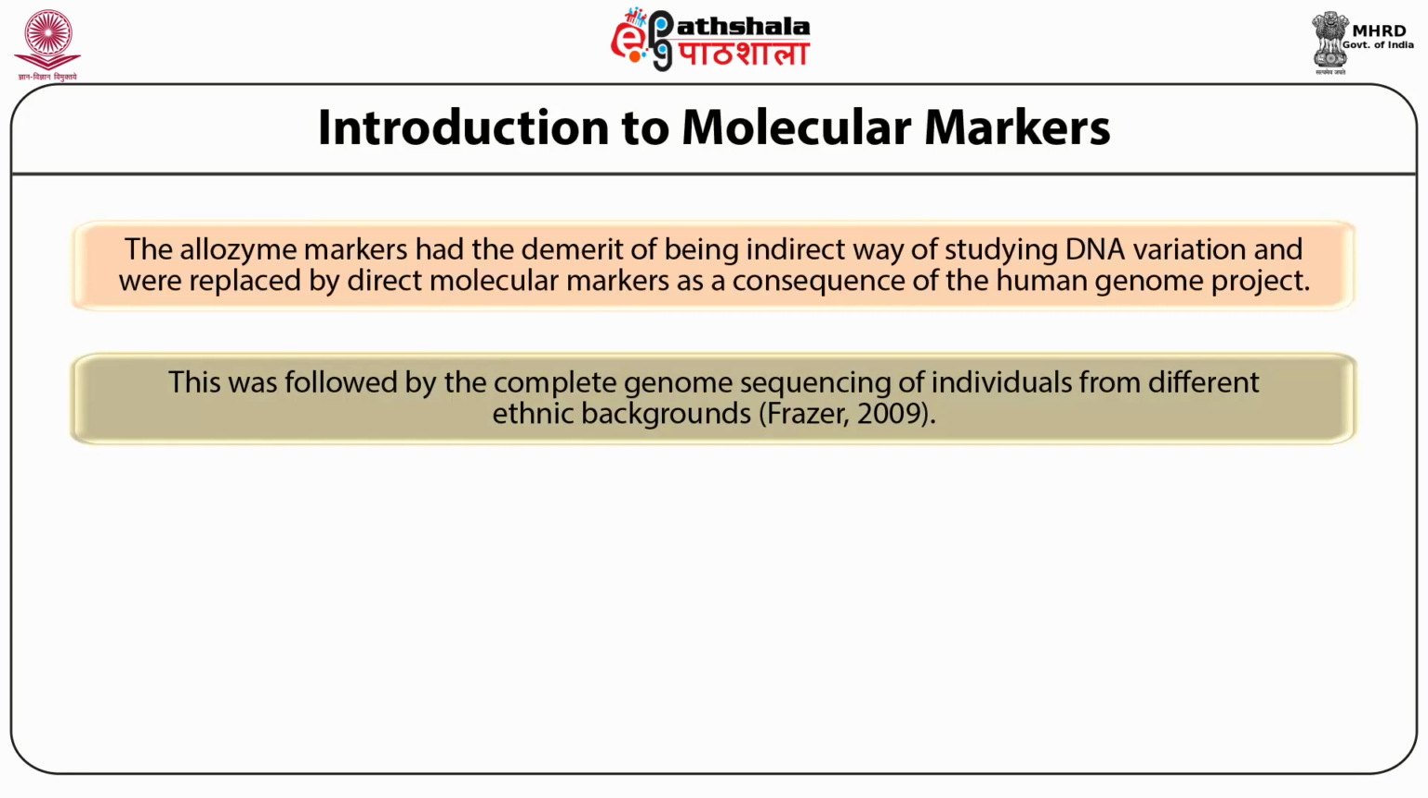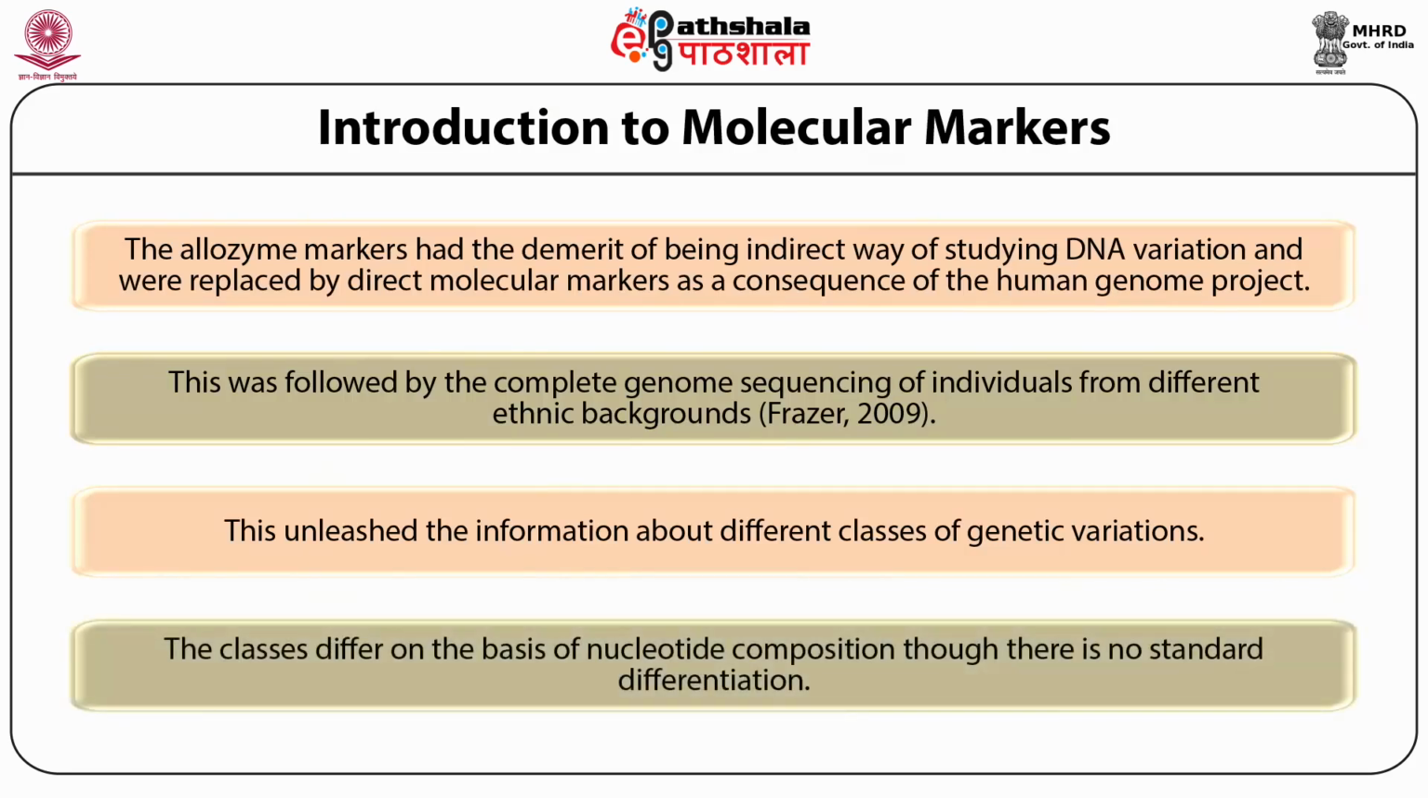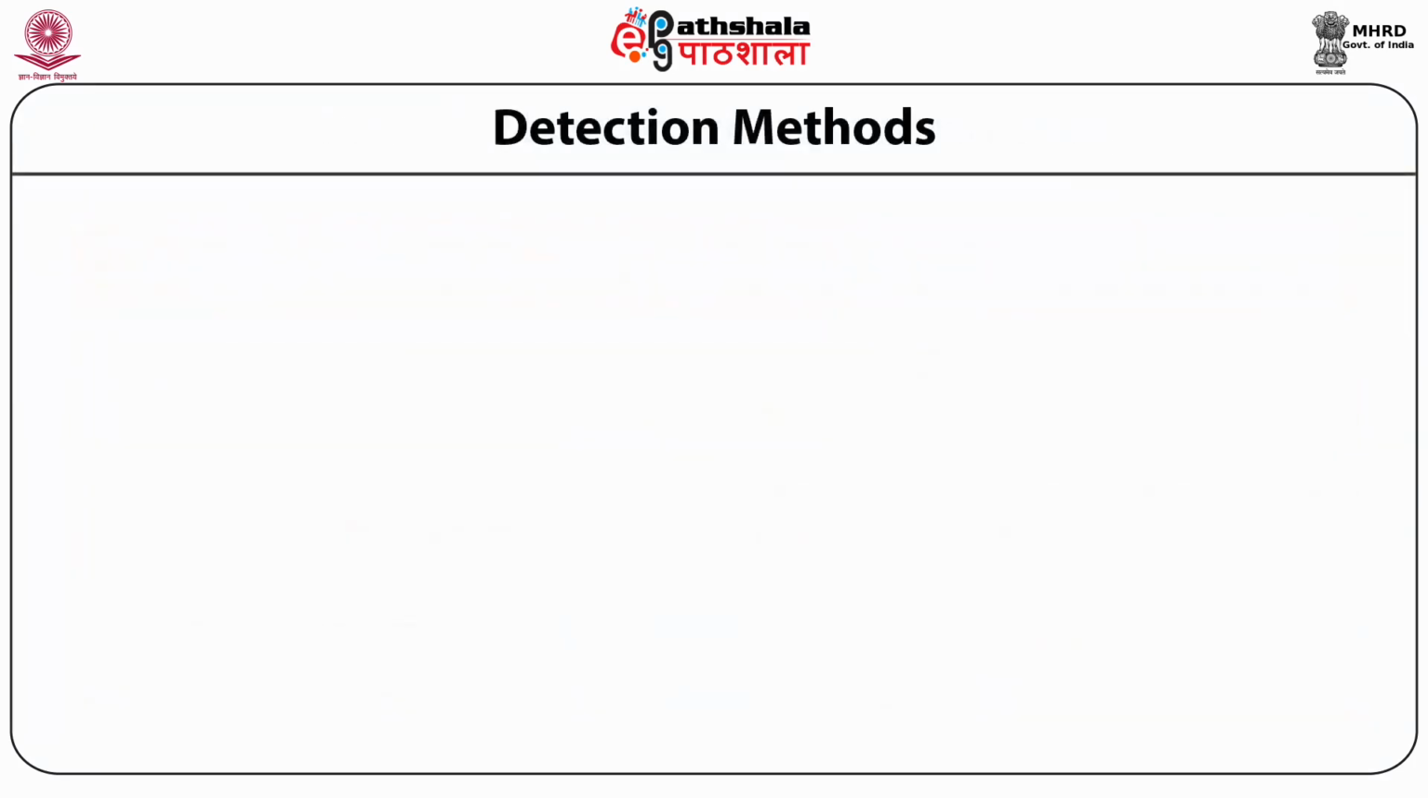The individual sequences varied from the reference sequence at many different locations on the genome. This unleashed the information about different classes of genetic variations. Human genetic variations broadly fall into two categories, that is single nucleotide variants and structural variants. The classes differ on the basis of nucleotide composition, though there is no standard differentiation. Detection methods.